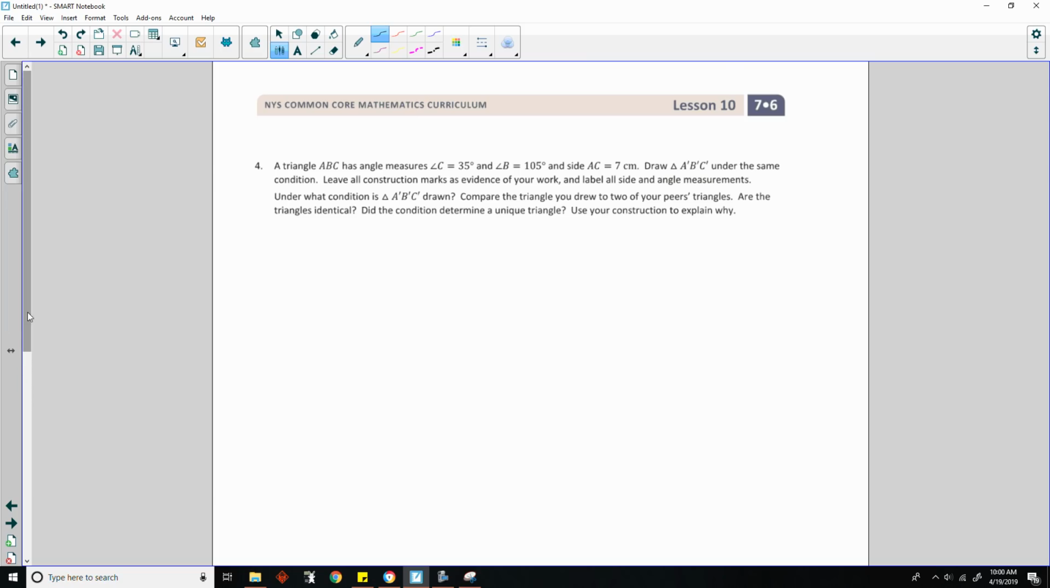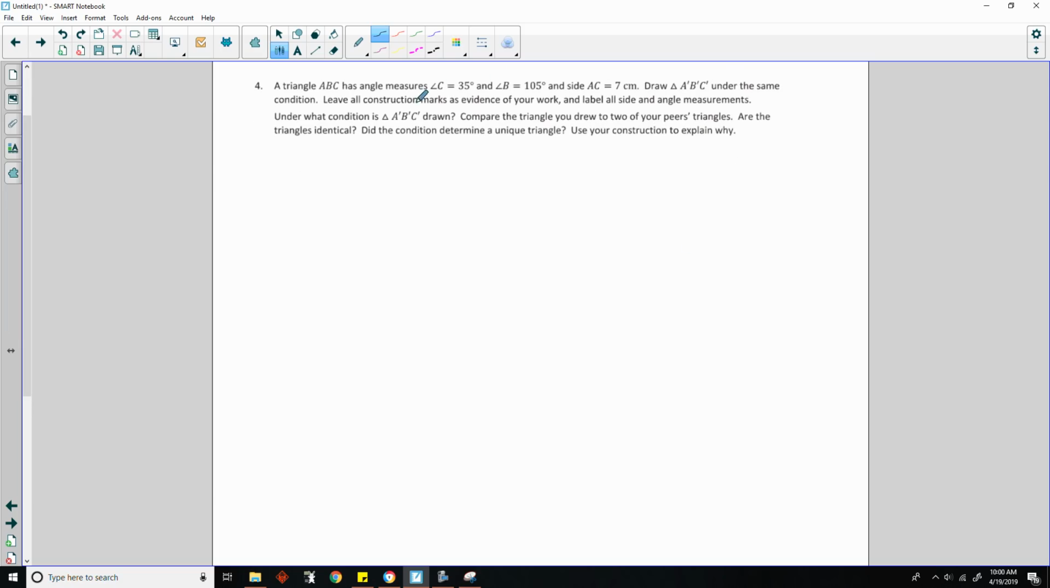Number 4. A triangle ABC has angle C equals 35 degrees. Angle B equals 105 degrees. That adds up to 140. What's angle C? Or I'm sorry, not C, angle A. Angle A must equal the supplement to these two. 140 plus 40 is 180 degrees. So A is going to be 40 degrees.